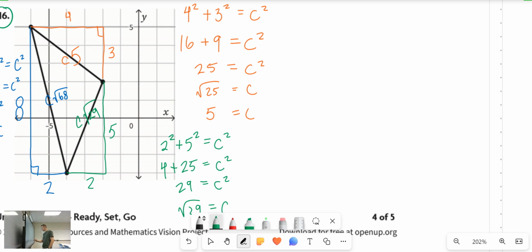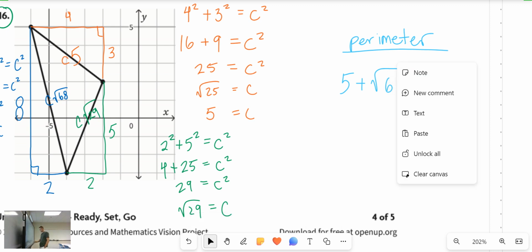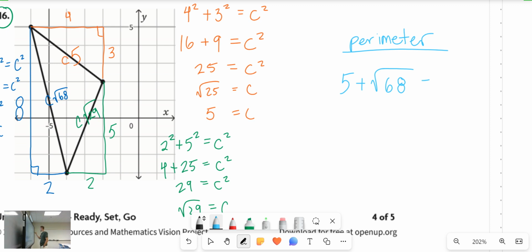So our perimeter, let's see what we're doing. I guess we'll do it in light blue. The exact perimeter is 5 plus the square root of 68 plus the square root of 29. All right, that is the exact perimeter.